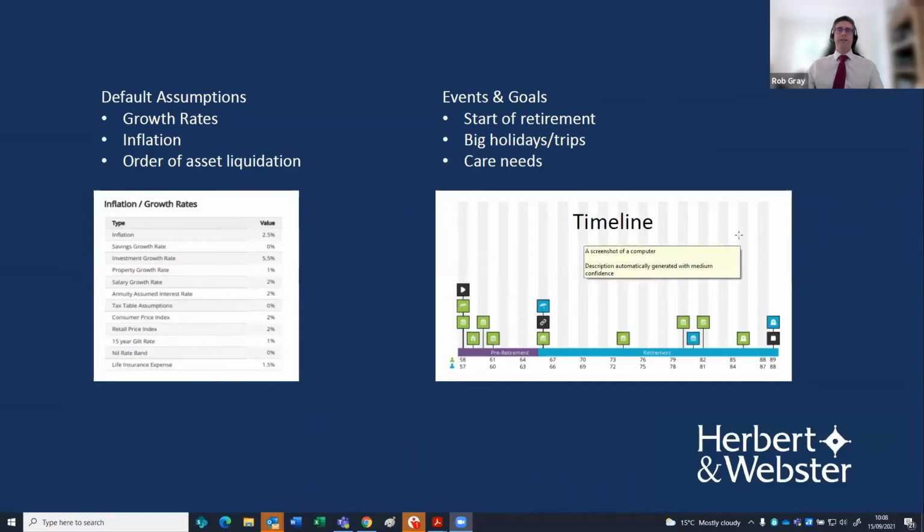You can then see on the right here the timeline. This is where we start to build the plans for people, so they can put into place what they're expecting to happen and when. What we're seeing on this page, there's two little figures down the bottom. We're dealing with a Mr. and a Mrs. We've got their current ages at the beginning of the plan. So here they're 58 and 57.